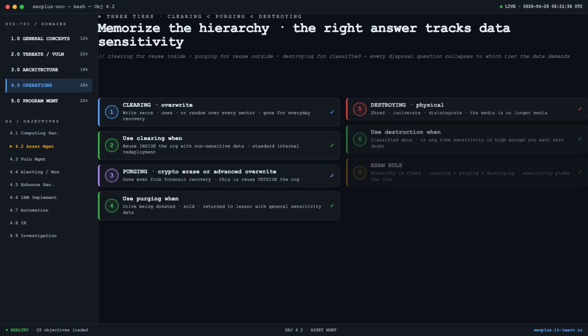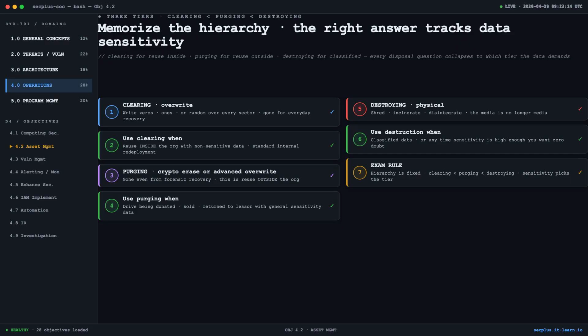This is what you do for classified data, or any time the data is sensitive enough that you do not want any doubt. The hierarchy is: clearing is less than purging is less than destroying. Memorize that. The exam will give you a scenario and ask which level applies, and the right answer always tracks the sensitivity of the data.